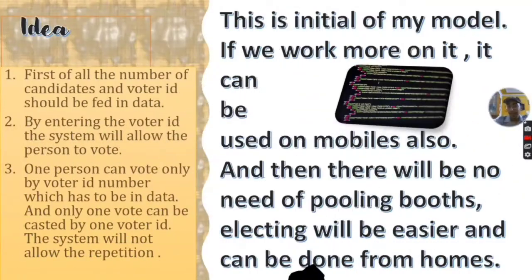Now let's see what the idea behind this is. First of all, the numbers of candidates and voters should be fed in as data. By entering the voter ID, the system will allow the person to vote. One person can only vote if the voter ID number is fed in the data. We can gather data either by surveys or by forms. And by one voter ID, only one person can vote, and only one time. There will be no repetition.